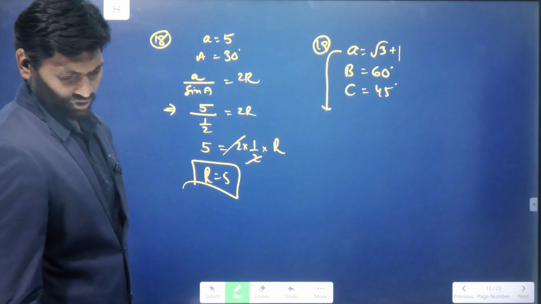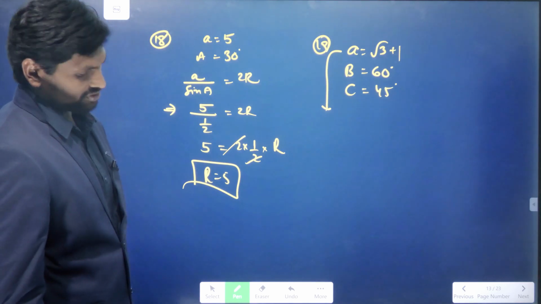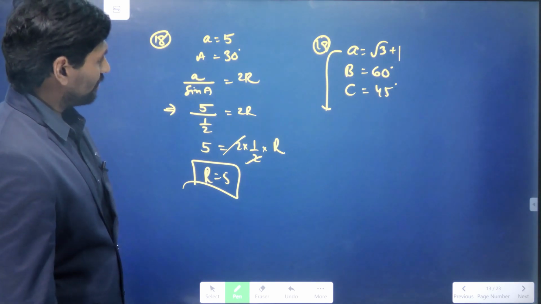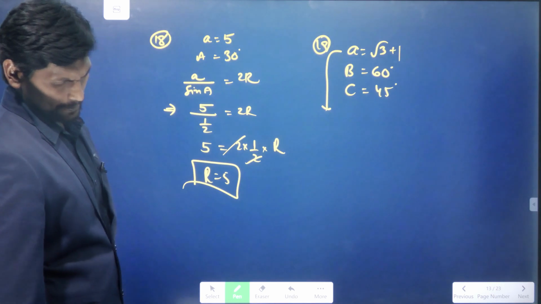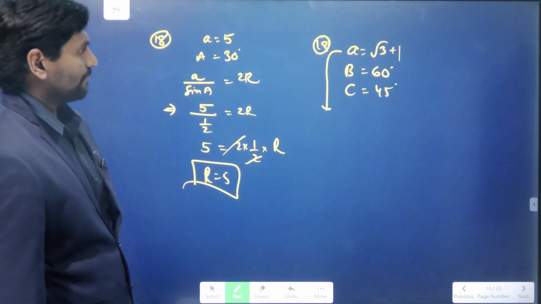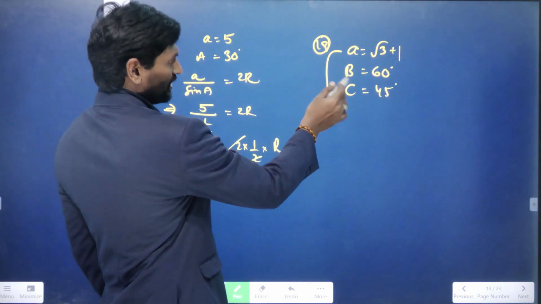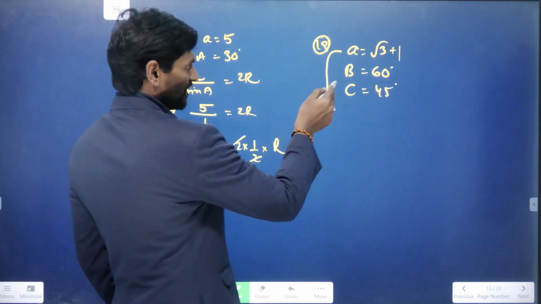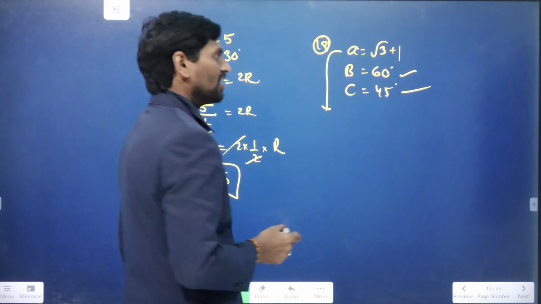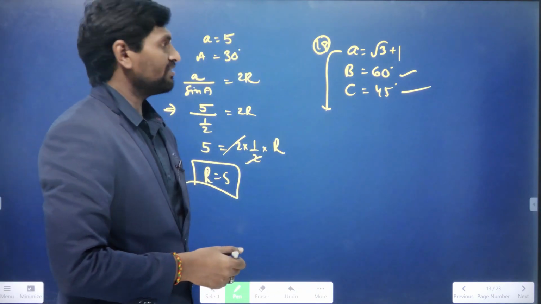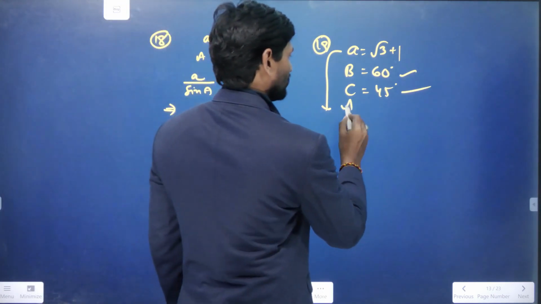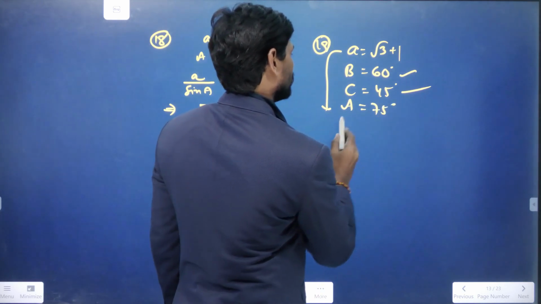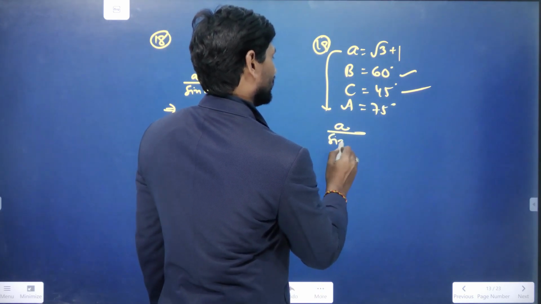Okay, so we should use both of the rules, a by sine A. In a triangle, we know the B and C values. The sum of angles of a triangle is 180 degrees. B and C value is already known, that is 105, so the remaining value is 75. So the A value is 75 degrees. By using the sine rule, a by sine A.